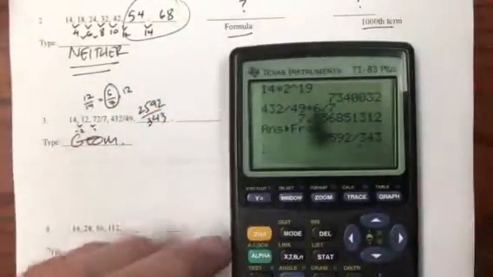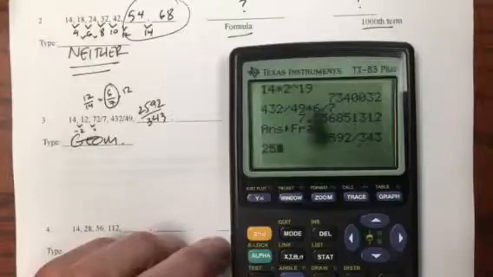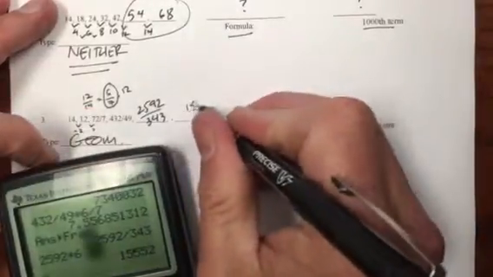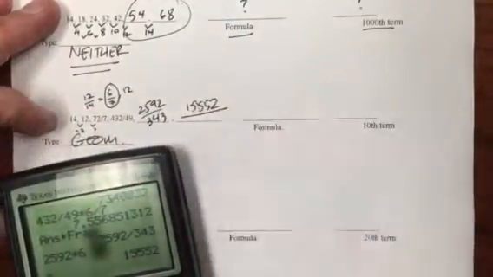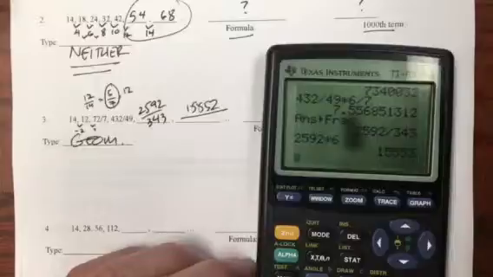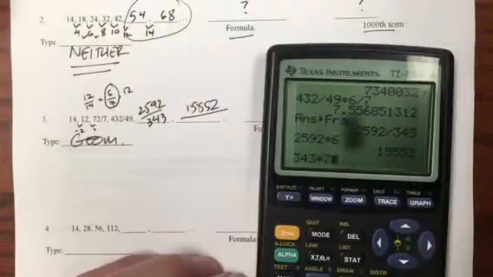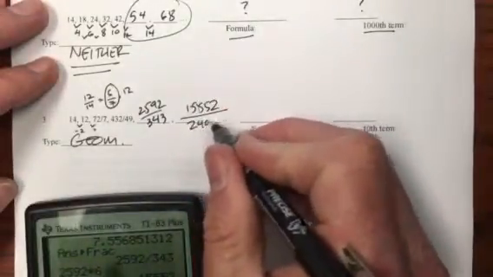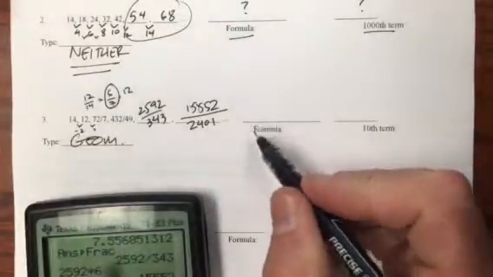And then maybe what I want to do is just take 2592 and multiply that by 6, and that's the next numerator, 15552. Okay, these practice tests are often harder than the real thing, just to scare you a little bit. 343 times 7, and that's going to be 2401, okay? But if you know you're right, you can just grind it out.